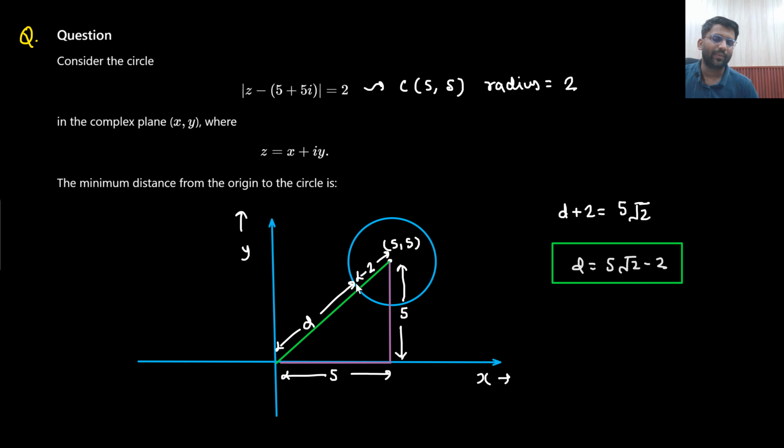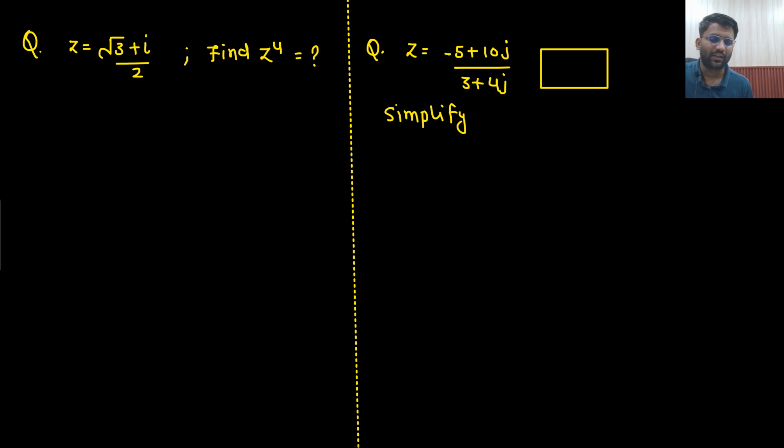This D distance would be minimum. Why is it minimum? It is pretty obvious that if I calculate all these other distances, they will surely be more than this particular distance D. Is that understandable? Right? Let's go to the next question.